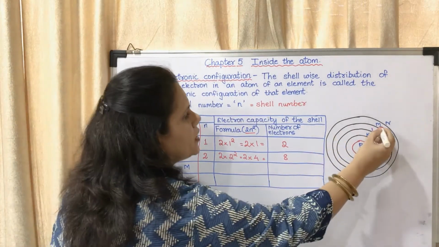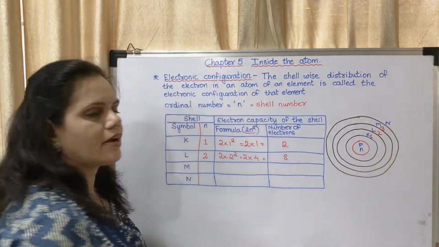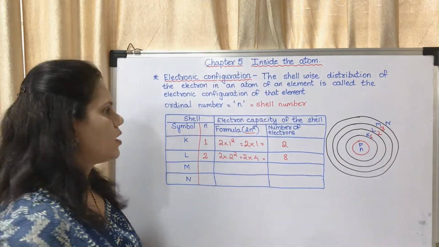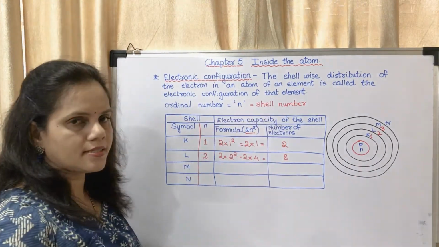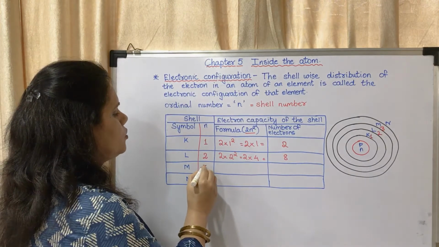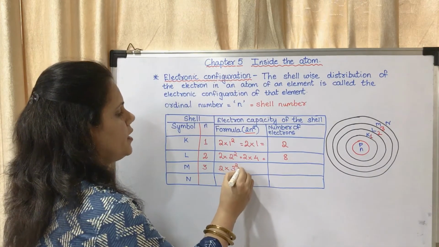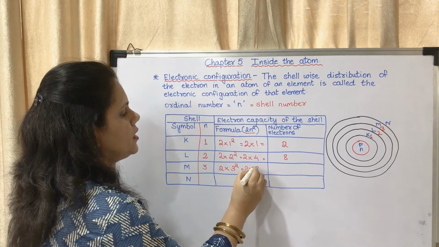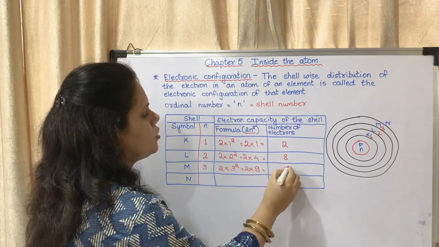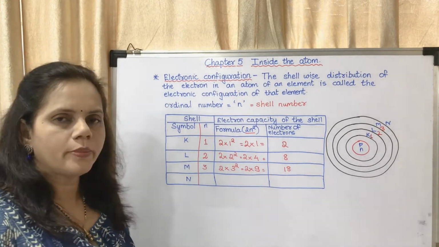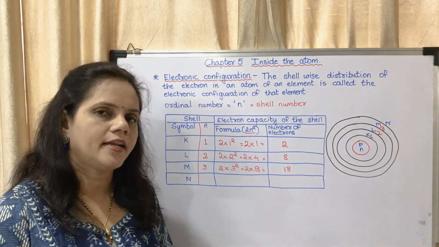Now the third one, that is the M shell. What is the ordinal number? Ordinal number of M is 3. That means the shell number is 3. So n is equal to 3. So 2 into 3 square, that is 2 into 9, that is equal to 18. So how many electrons can be accommodated in M shell?